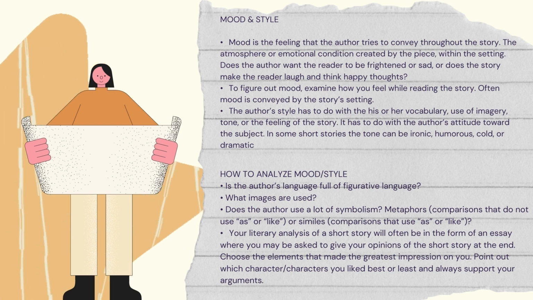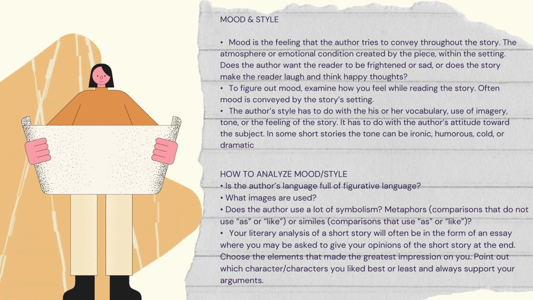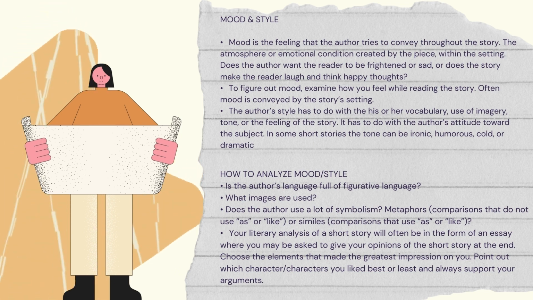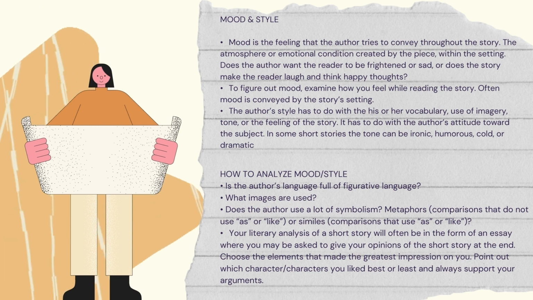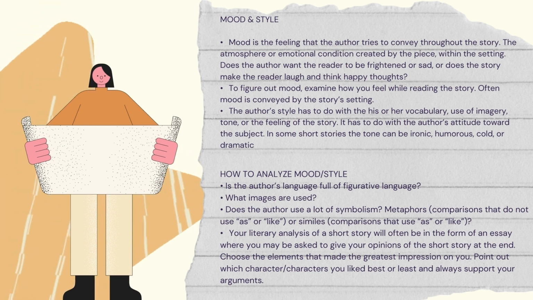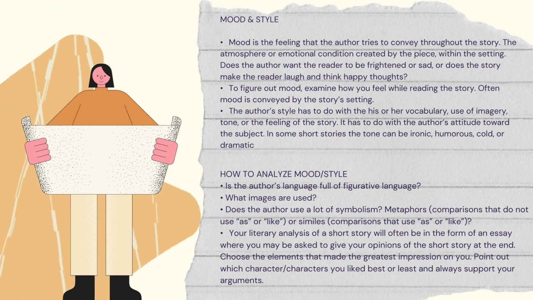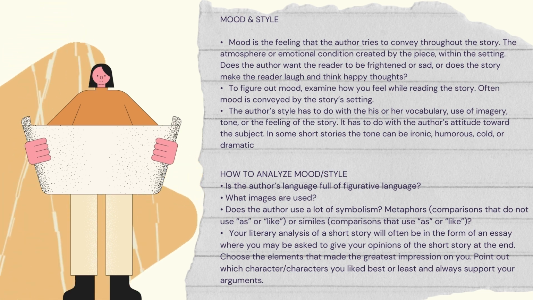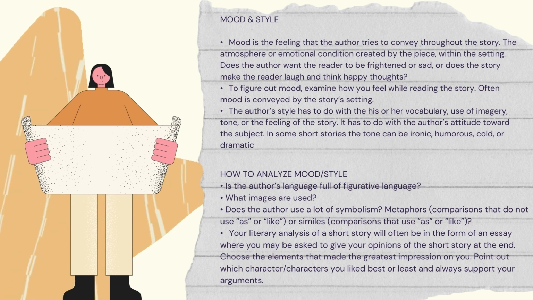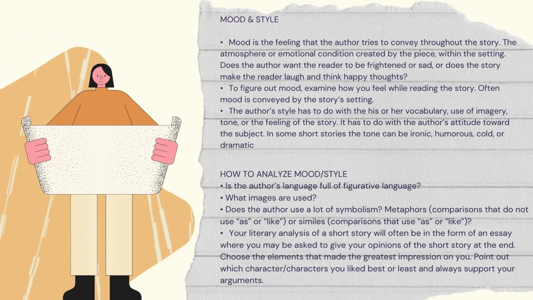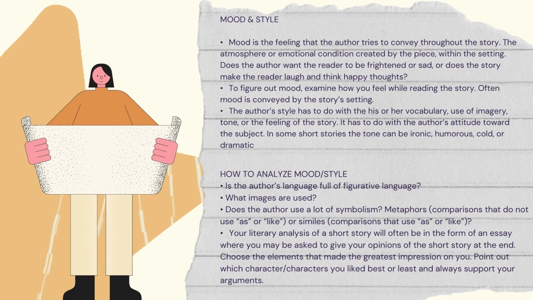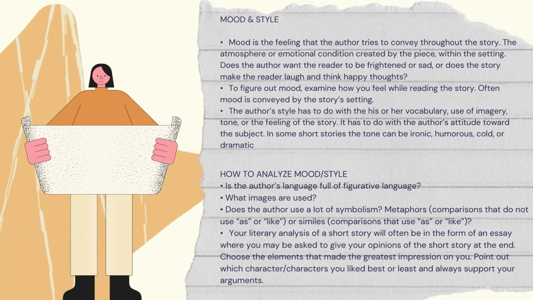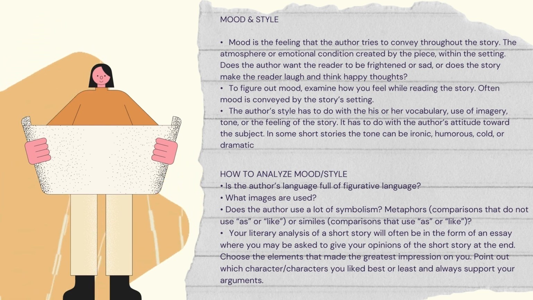The author's style has to do with his or her vocabulary, use of imagery, tone, or the feeling of the story. It has to do with the author's attitude toward the subject. In some short stories the tone can be ironic, humorous, cold, or dramatic. How to analyze mood and style. Is the author's language full of figurative language? What images are used? Does the author use a lot of symbolism? Metaphors: comparisons that do not use as or like. Similes: comparisons that use as or like.